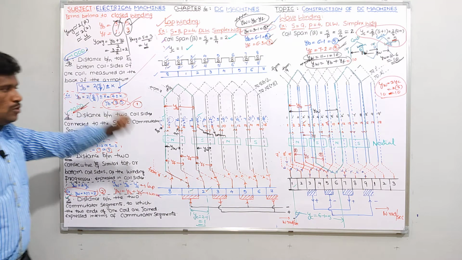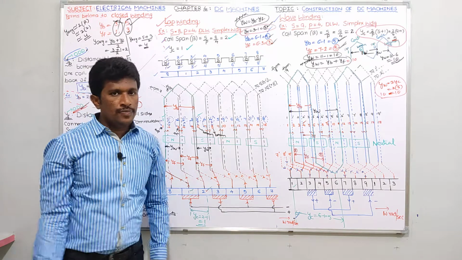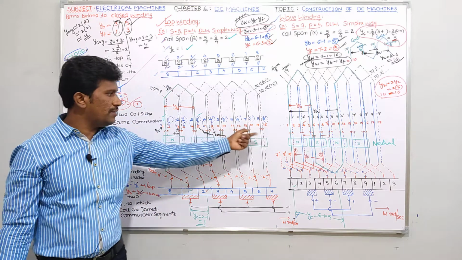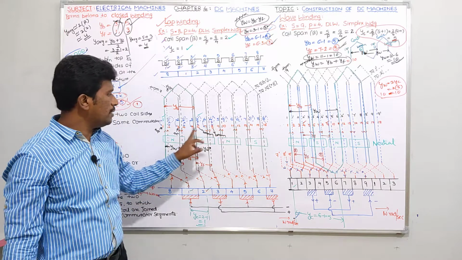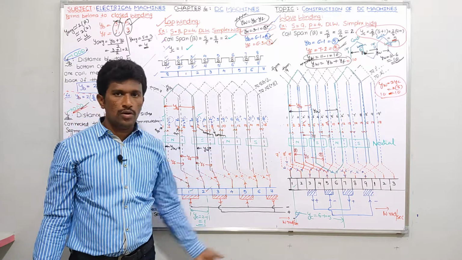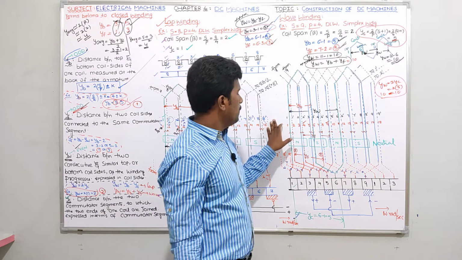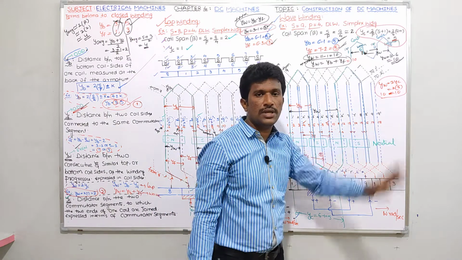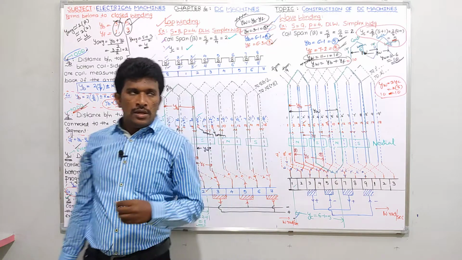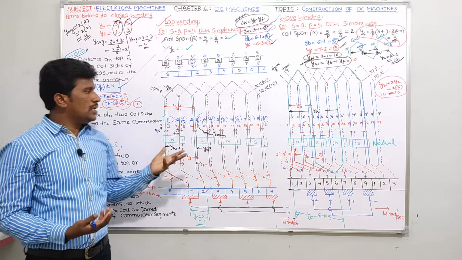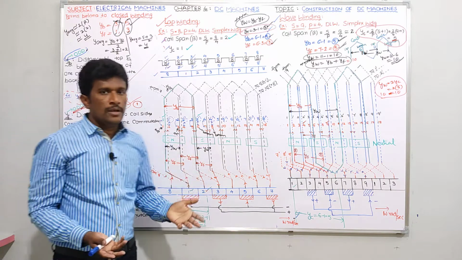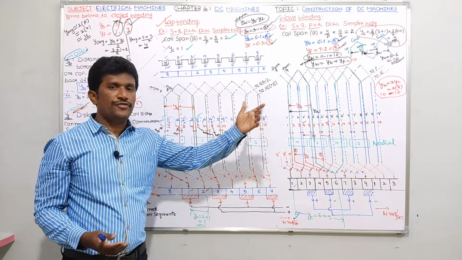Okay. And one more thing you have to remember. If you see lap winding, after completion of winding, no slot is left empty. If you observe here, is there any slot empty here? No. Whereas in wave winding, guys, if you see here, some slot, for example slot number 9, is empty here. That means after completion of lap winding, there is no slot which is left free, whereas in wave winding, after completion of winding, some slots are left free.